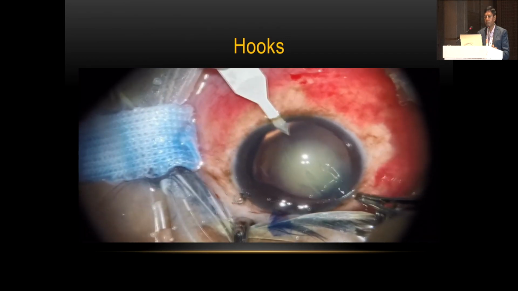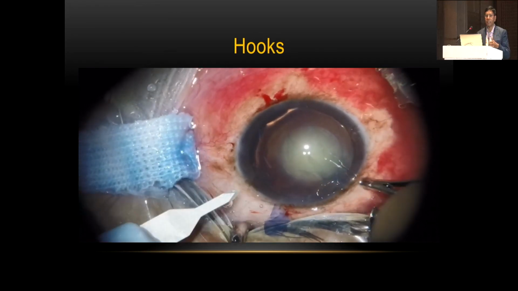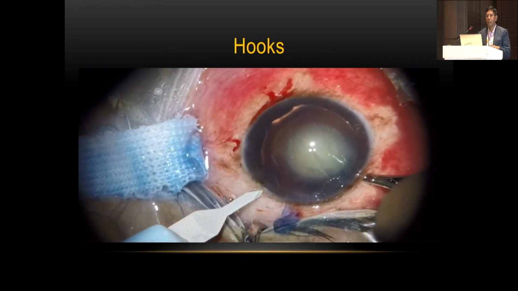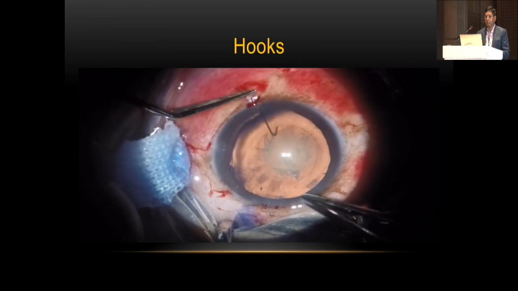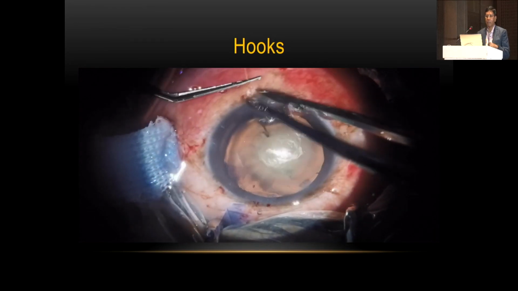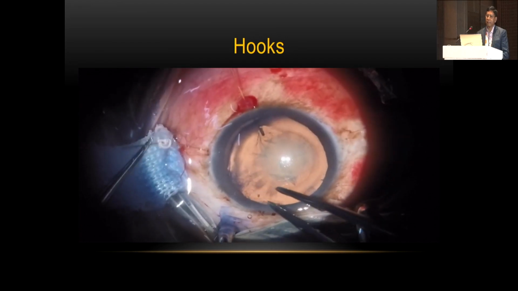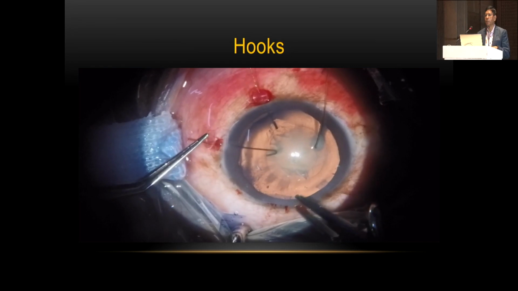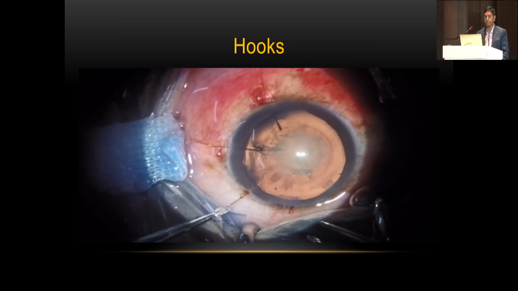And for the placement of hooks, you have to make your paracentesis slightly posterior to the limbus so that when you hook the capsule, it will support your bag parallelly. And every 3 clock hours of subluxation should be supported by hooks. Care should be taken that it should not stretch your capsule too much so that you avoid anterior capsule tear.